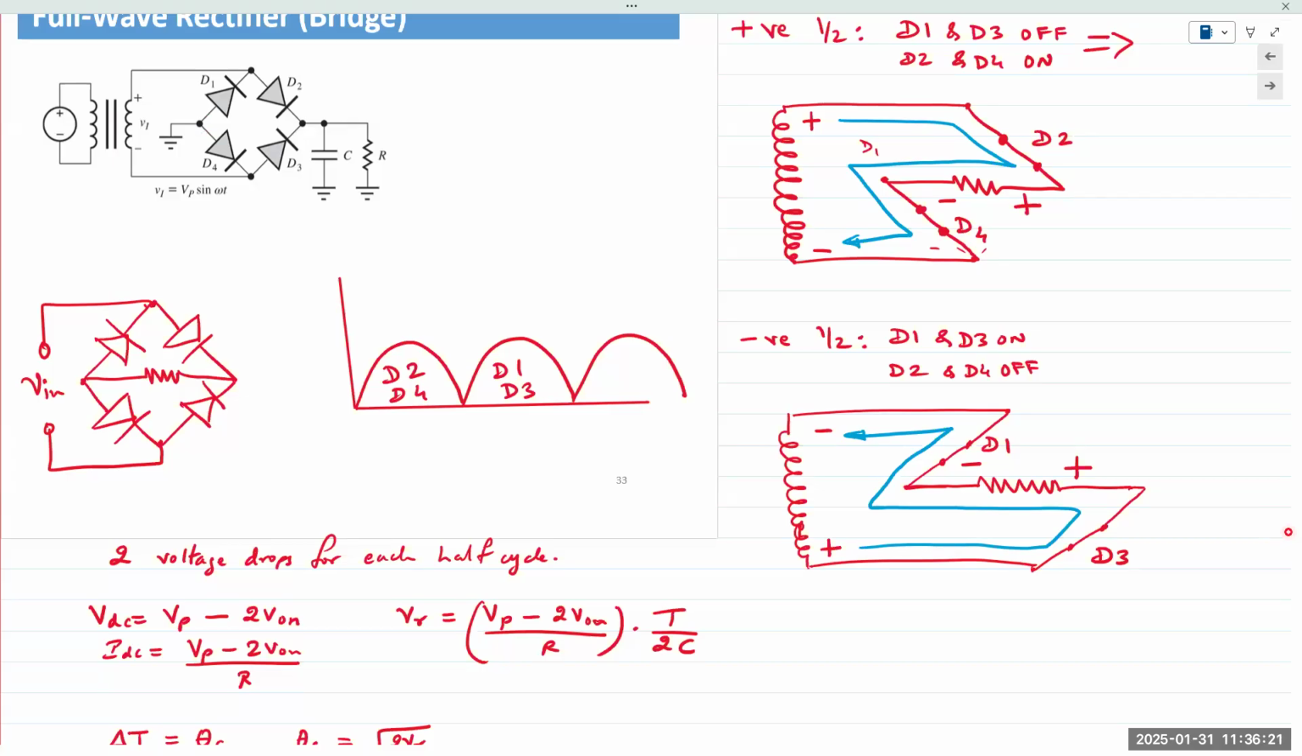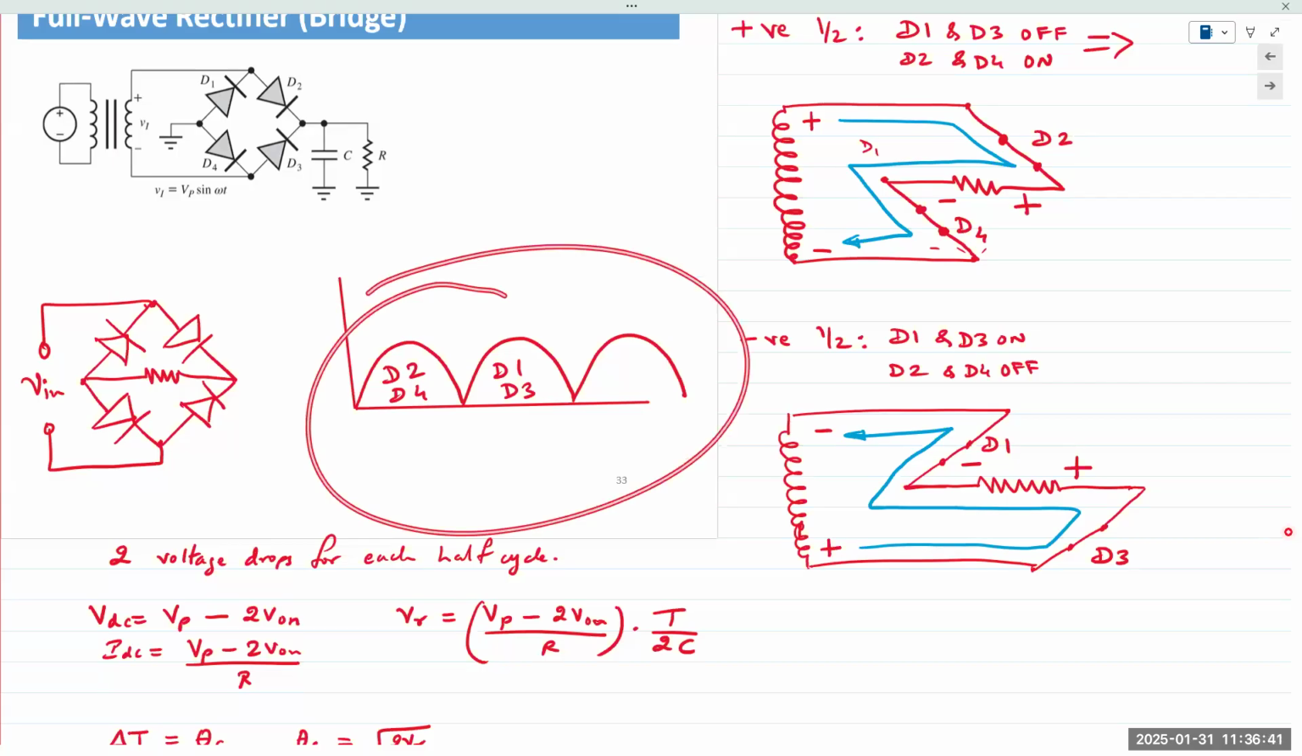But the most important point here is we require two diodes for each half cycle. And the bridge configuration allows us to do this. When you have a bridge configuration and you have the resistor in the middle of that bridge, the current flows in the exact same direction for both positive and negative half cycles.